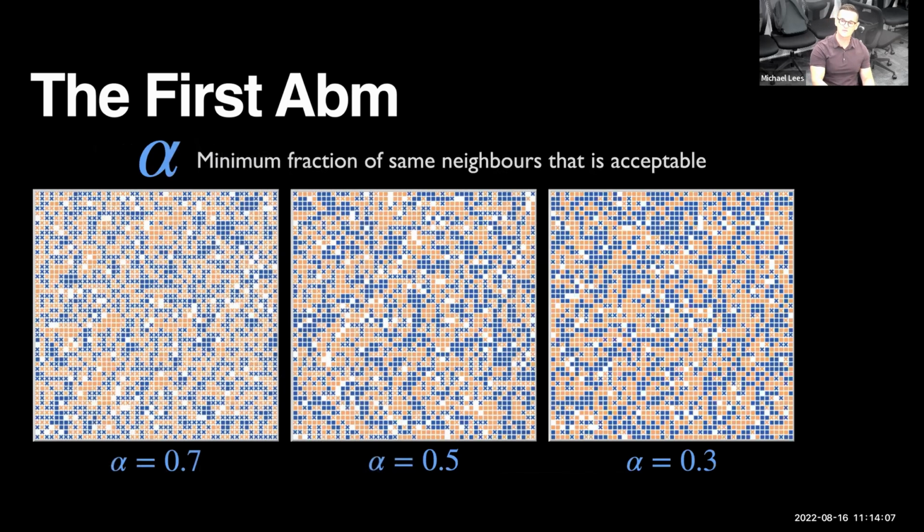What you see from left to right: on the left is 0.7, which means I'm happy as long as at least 70% of my neighbors are the same as me. In this case, we've got the blues and the yellows, and what you see on the screen are crosses. If there's a cross there, that means they're unhappy, so they're about to move in the next step. At every iteration, each agent looks at its neighborhood. If it's unhappy, it moves to one of the empty squares. And this just continually evolves.